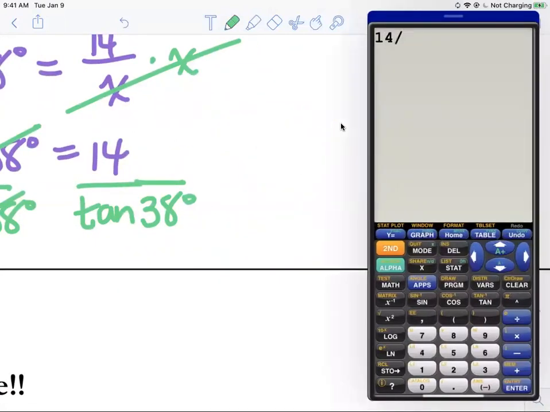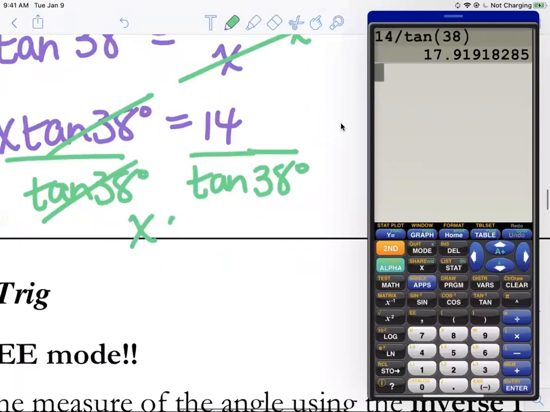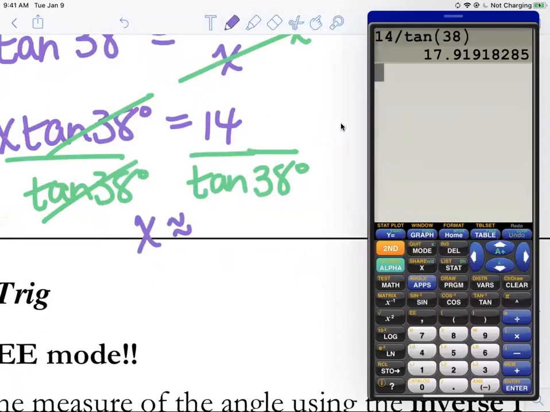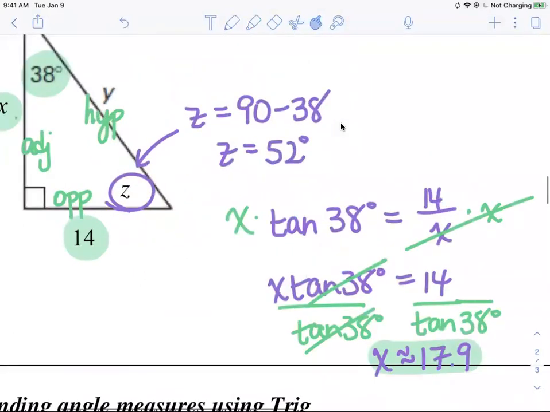14 divided by the tangent of 38 degrees is approximately, x is approximately 17.9. And z was 52.